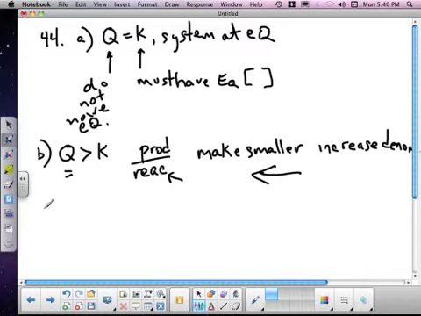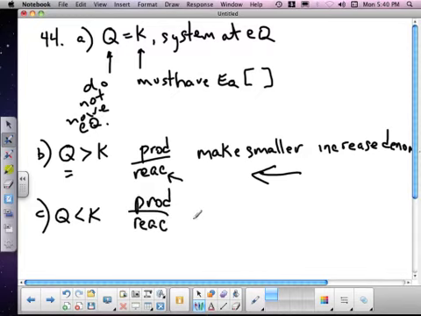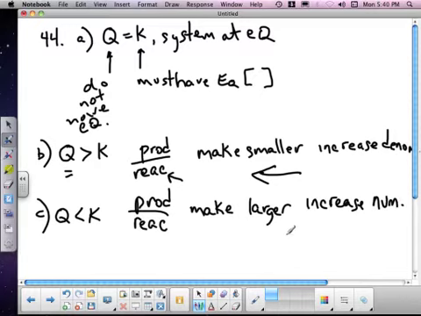C is the opposite. If Q is less than K, then this quotient must become larger in order to reach equilibrium. So you need to make it larger. So this is the thinking. Make it larger, increase numerator. Rather than memorize all the different types of problems, increasing numerator means shifting to the products. All right?